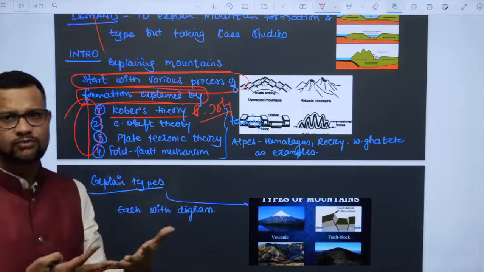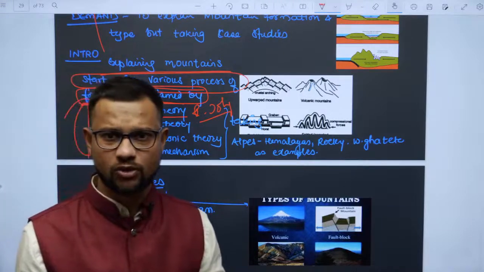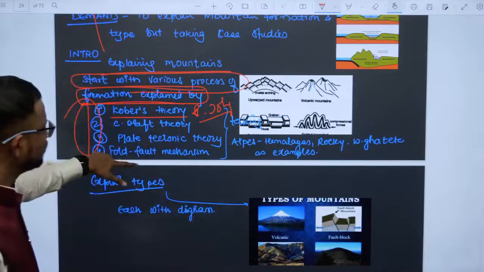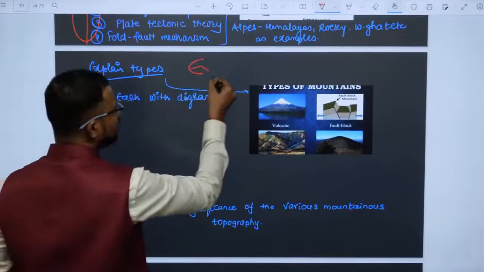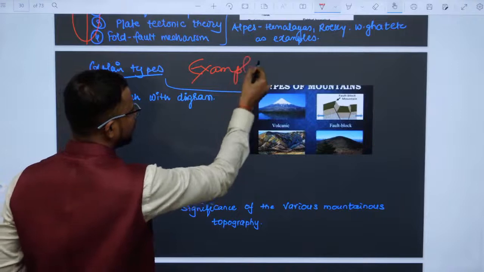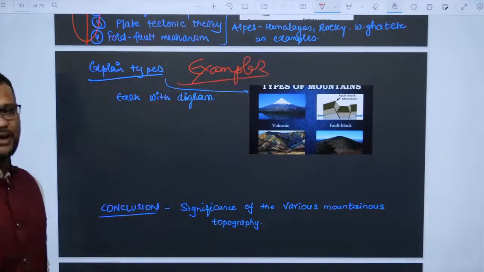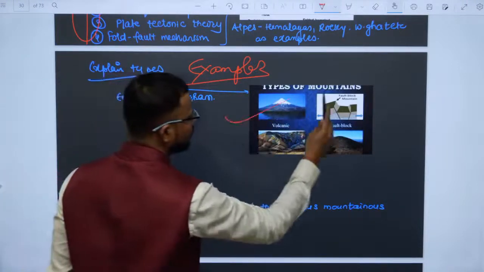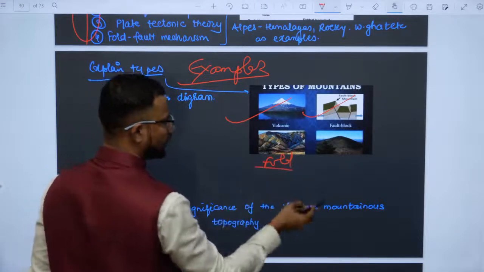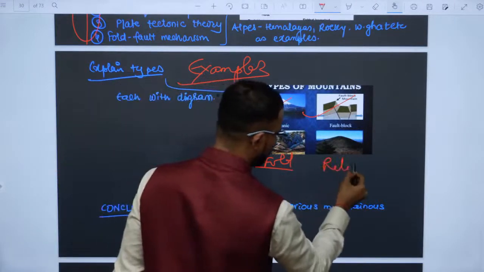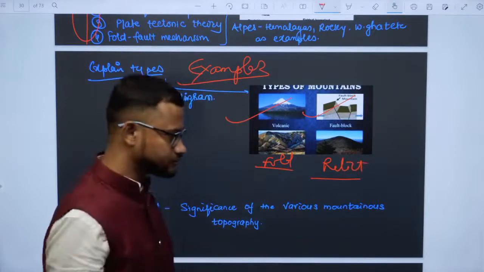So fold chain of mountain, block chain of mountain, volcanic mountain, you need to explain it accordingly. Keep examples in your pocket always, right? Then you will be able to write examples also. Types of mountain you know: volcanic mountain, fold block mountain, fold mountain and relict mountain. Best example is Aravallis, right guys?